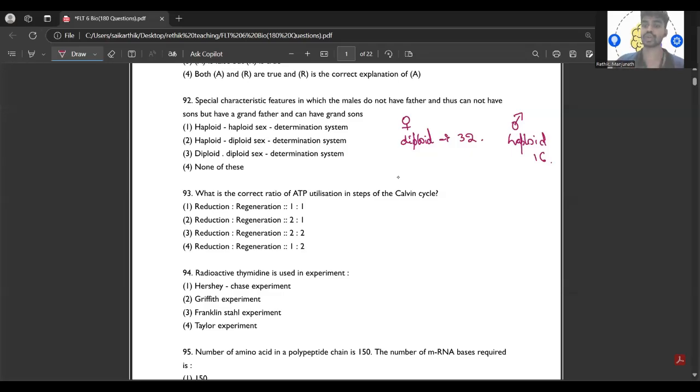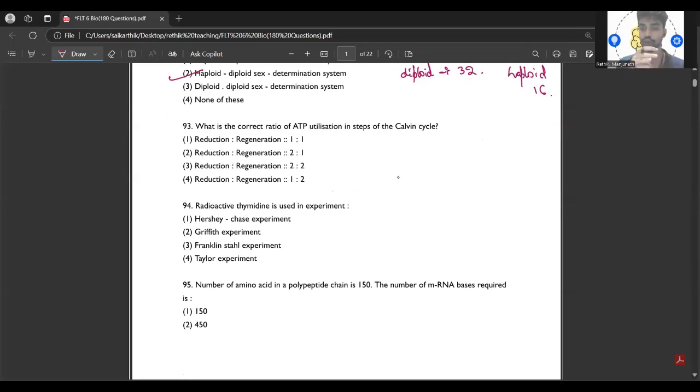Clear with that now? It has a special characteristic feature, such that males normally produce sperm by mitosis. So as a result, what happens? They do not have a father and thus cannot have a son, but have a grandfather and can have a grandson. So what would be the correct answer here? That is option 2, haplodiploid sex determination system. It is just like a haplodiploid sex determination system.